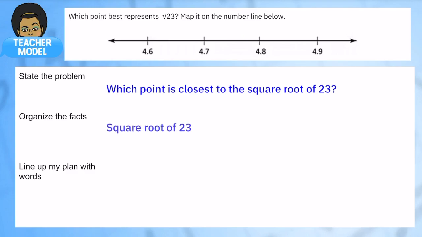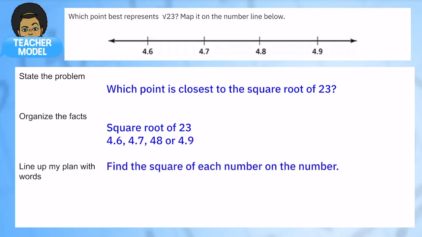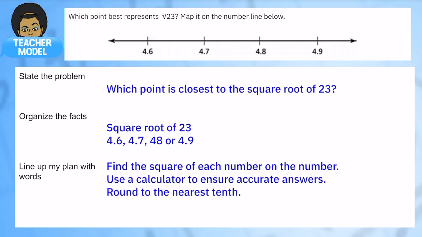Here are our facts. We know we're looking for the square root of 23. It's pretty obvious. And we know the points that we're using on the number line itself. And so my plan is going to be to find the square of each number. And this is just my first idea. So I'm going to do the square of 4 and 6 tenths, the square of 4 and 7 tenths, and then I'm going to use my calculator to ensure that I have accurate answers, just making sure that I don't make small calculation errors. And then finally, I'm going to round to the nearest tenths.